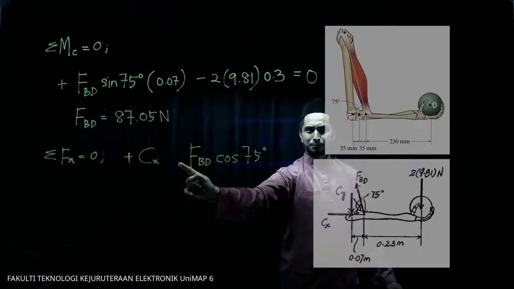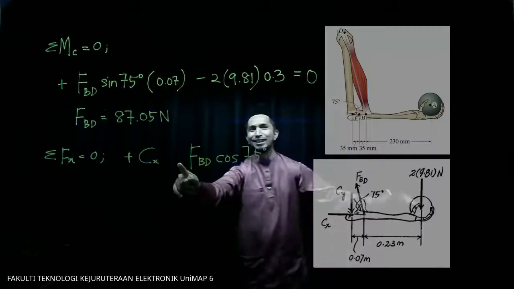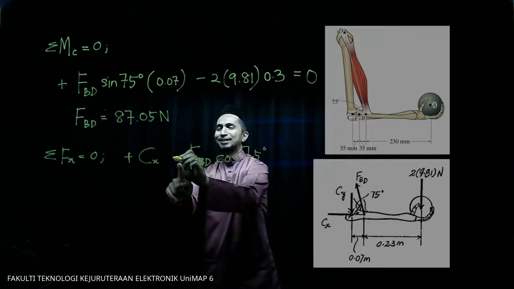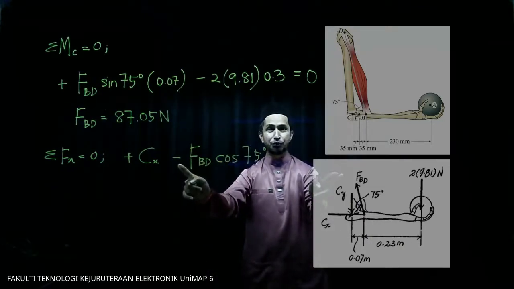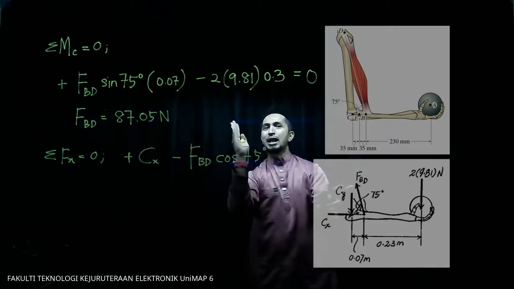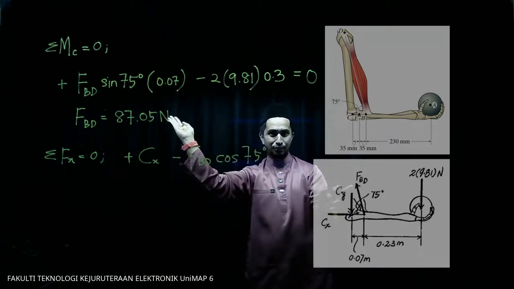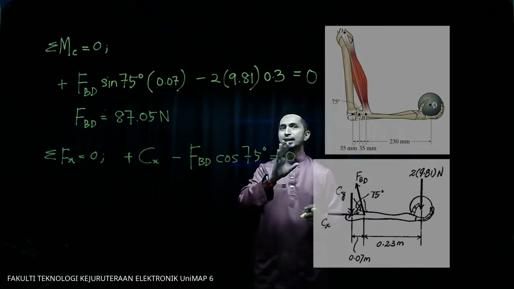Minus. Confident? Minus. Alright, minus. Good. Why minus? Because if you can see from the arrow of FBD, it tends to the left hand side. So left is minus. So equal to 0. Don't confuse, class.